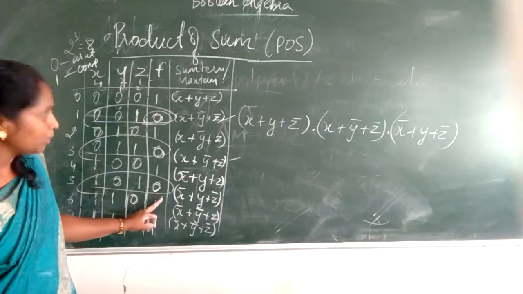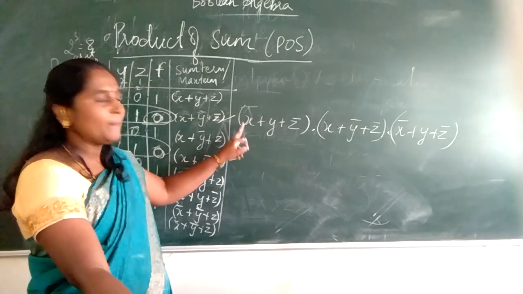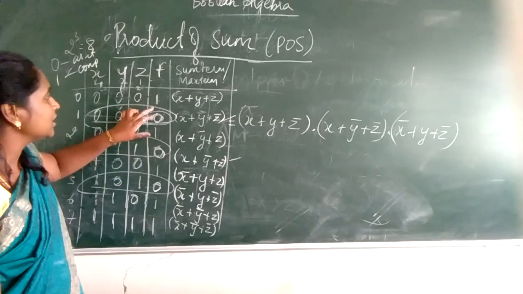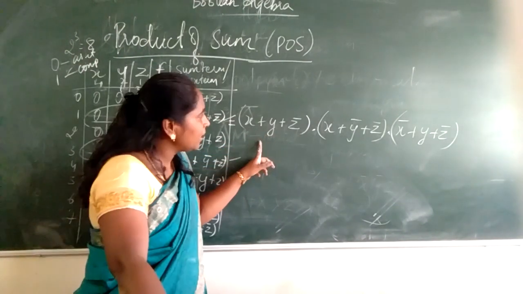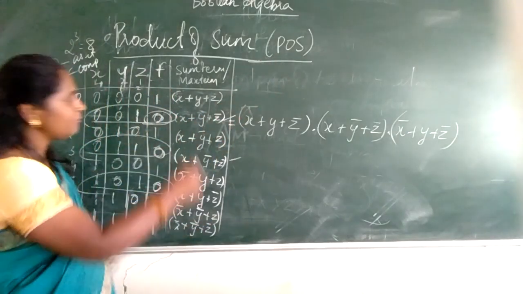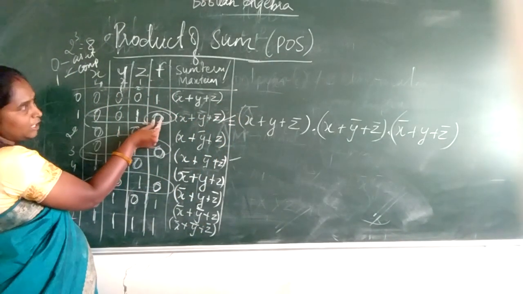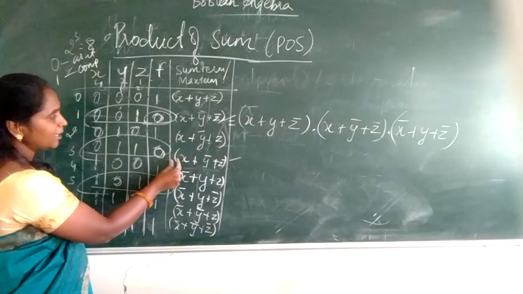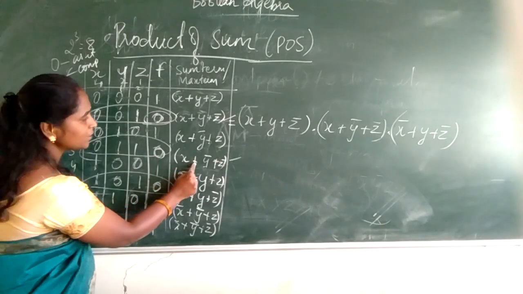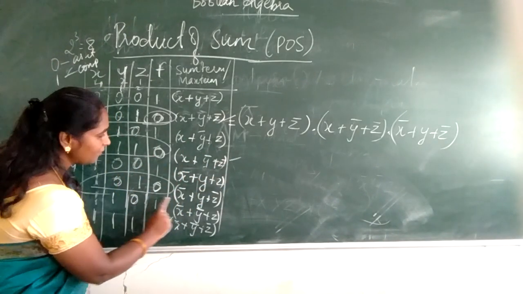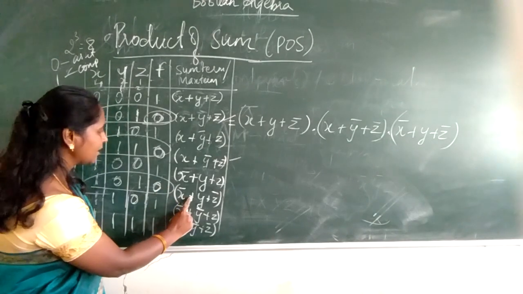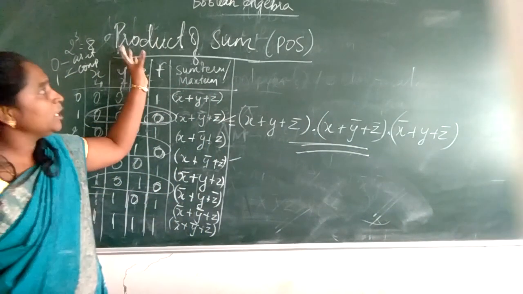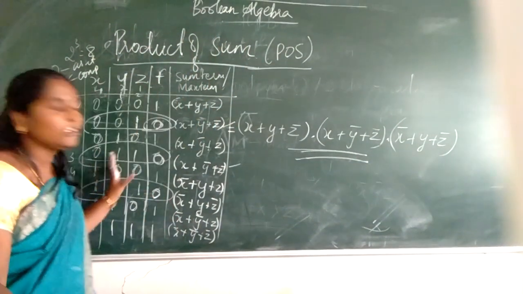We are going to take the output expression for this POS or max term. Canonical max term means the function which has the output 0 is considered as the output expression of your canonical POS. Here the output is 0 for the term x plus z bar. Next, x plus y bar plus z bar. Next, the third expression is x bar plus y plus z bar. This is the canonical expression of your product of sums, POS, with the help of your truth table.